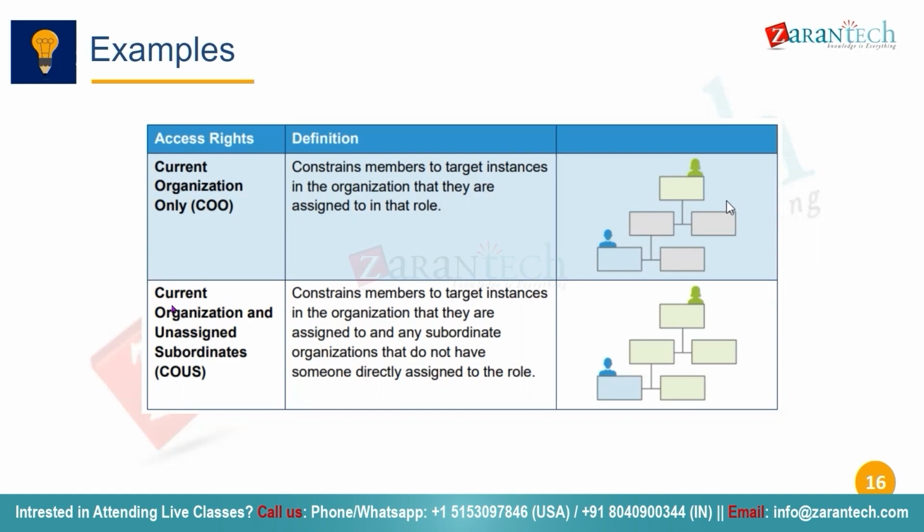But when we have current organization and unassigned subordinates, so whenever we select this, as we can see in the second picture, it has the current organization as well as unassigned. There are no subordinates in this organization, but they will have access to the current organization and all the unassigned subordinates also.